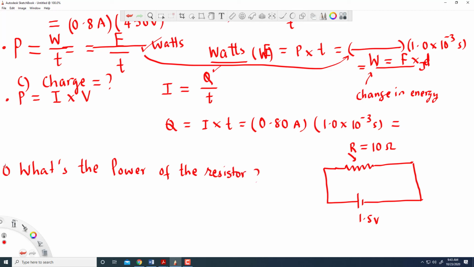Okay. We want to find the power of this one. So how to find power? We know power is I times delta V. Okay. So we don't know I in this circuit, and we don't know V. So how do we find the power? Any idea?